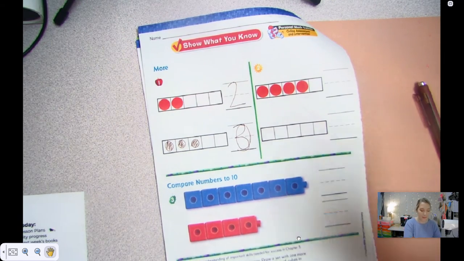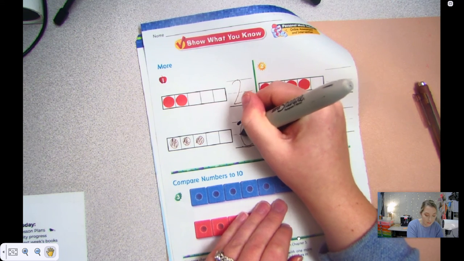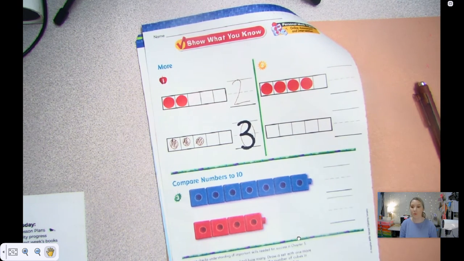Ooh, you gotta ignore my 0. I really messed up and it makes me so sad, but that's okay. And that's why you should be working in pencil. So when you make a mistake, you can correct it, okay?